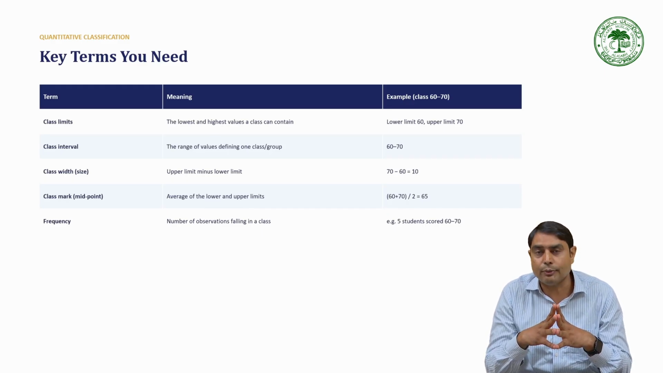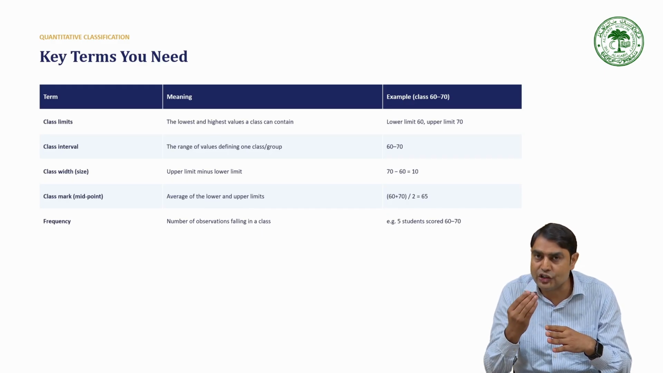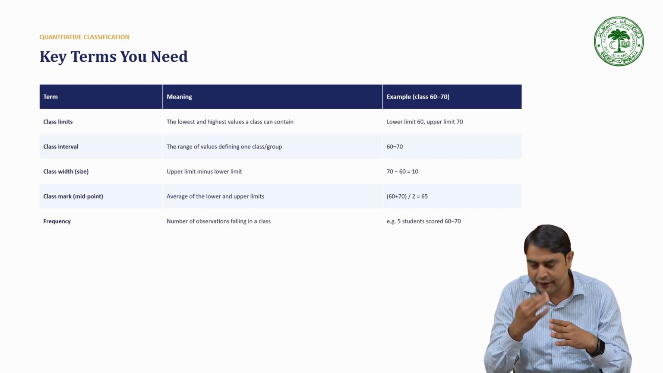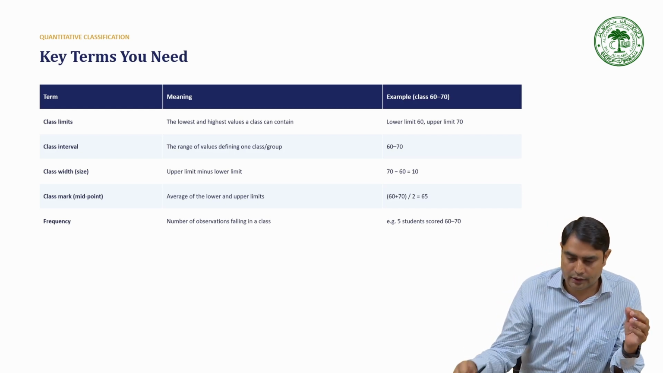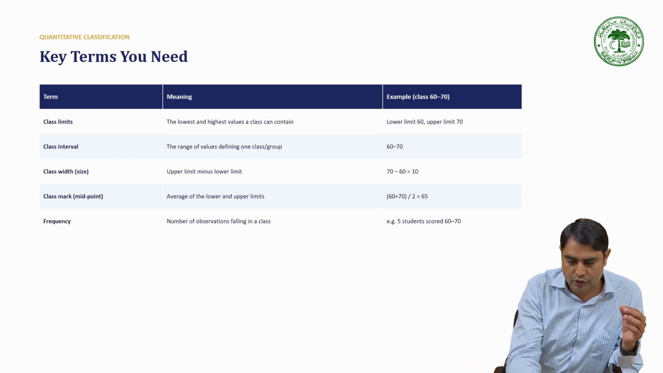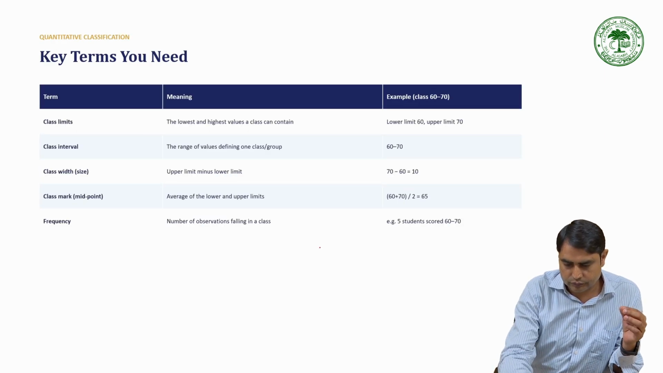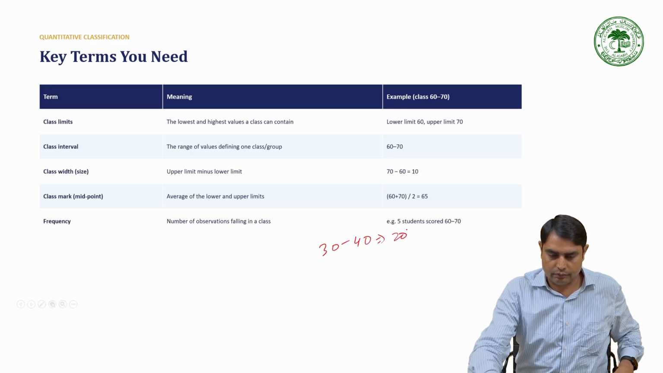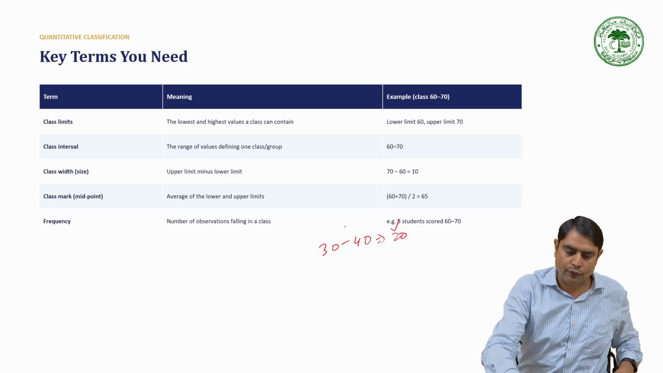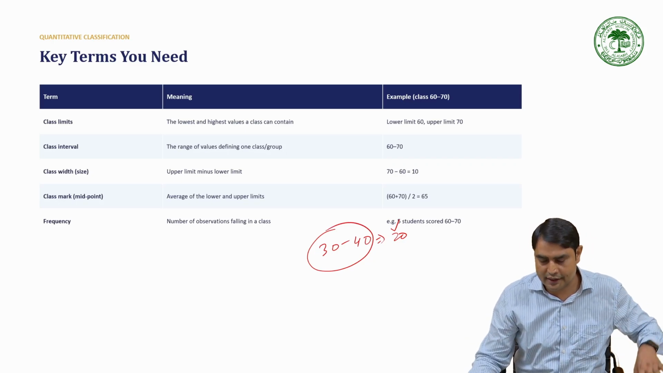And then frequency means the number of observations falling in each class, in a particular class. So if I say the frequency for the class range of say 30 to 40 is 20, it means that 20 observations are falling in this range of 30 to 40, which are more than 30 and less than 40.